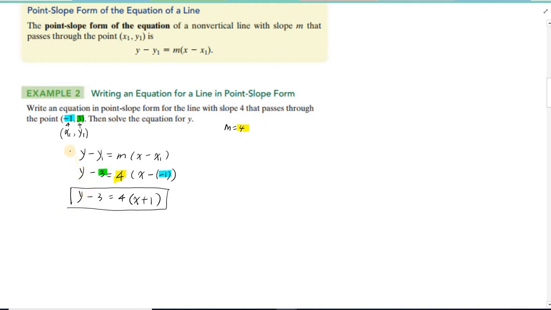For the second part, once we find this equation, solve the equation for y. So now we're going to solve for y. When you're solving for y, all you have to think is we're going to move this -3 to the other side. That will be y equal to 4 times x plus 1. I'm just going to add 3 to both sides. And then we'll do a distribution. So we're going to have 4x plus 4 and then plus 3. And then we simplify this. That will be 4x plus 7. That is the second part of your question.